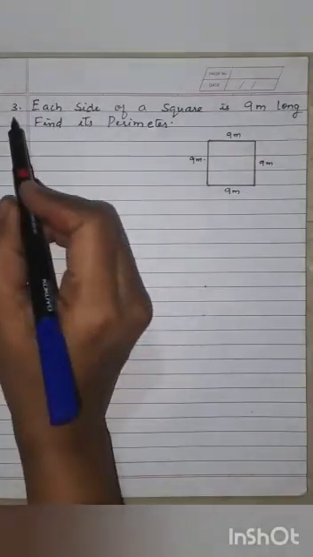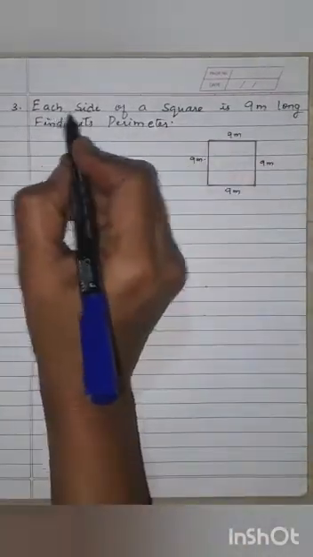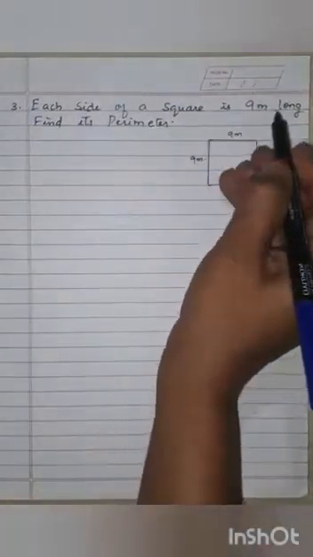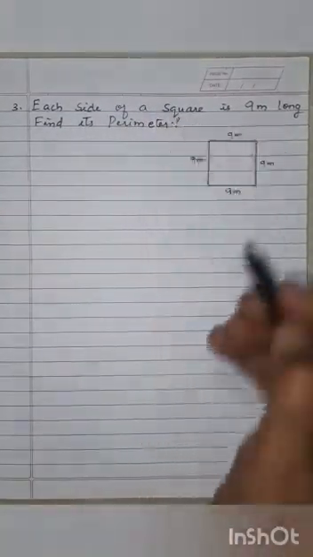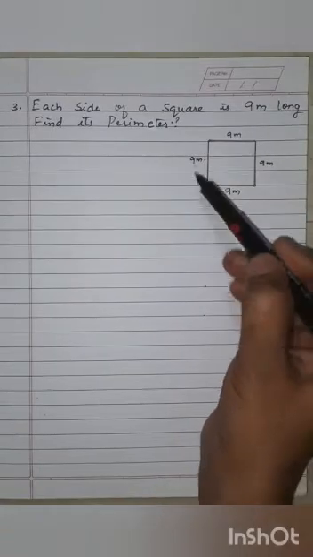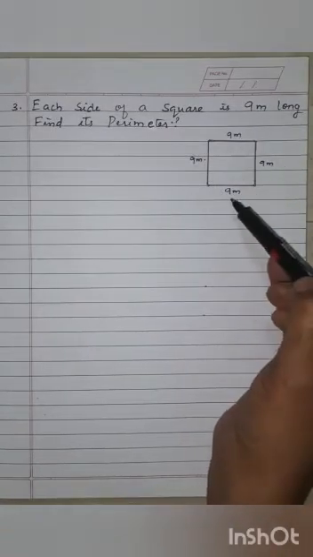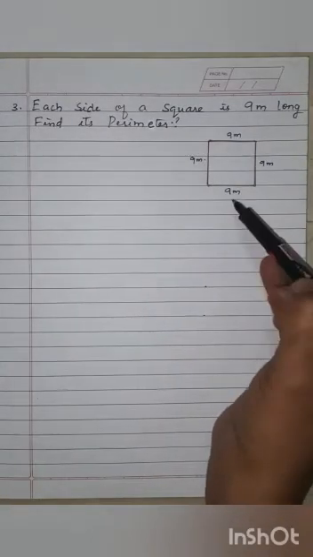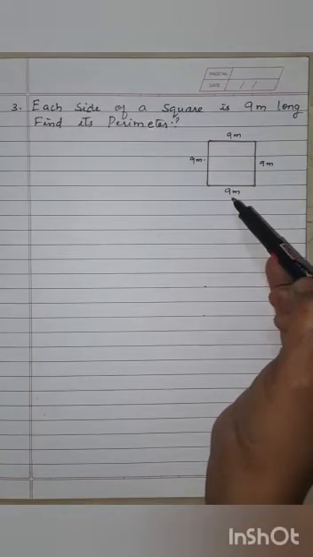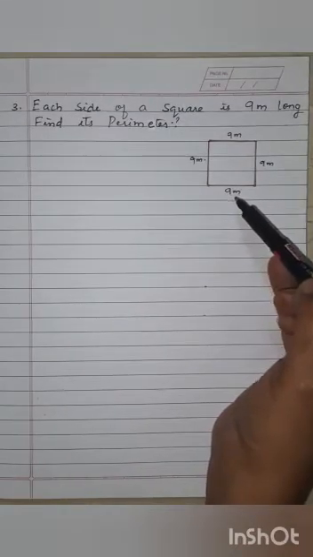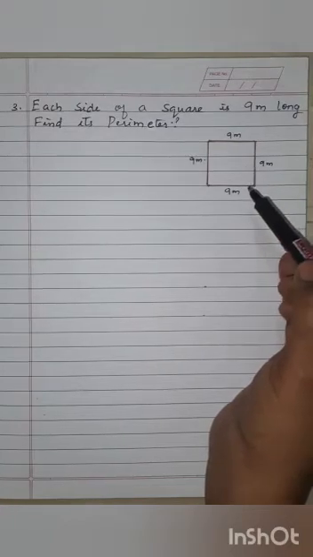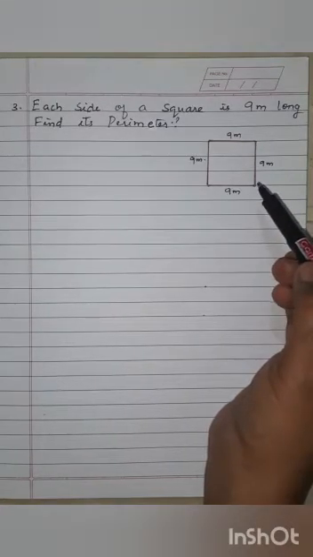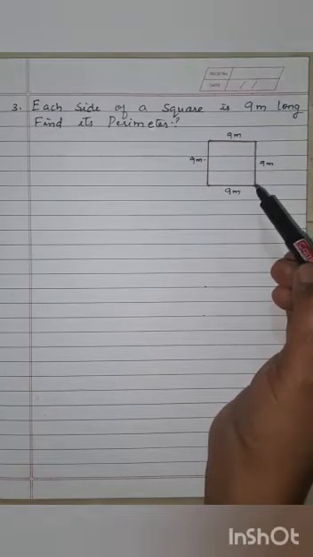Now students, our third question is, each side of a square is 9 meters long, then find its perimeter. Children, here you can see that I have drawn a square and each side of the square is given to be 9 meters. Children, a very important thing I would like to tell you. In this problem set 49, I have drawn the figures with colorful pens, but in your notebook, you will be drawing the figures with pencils only.